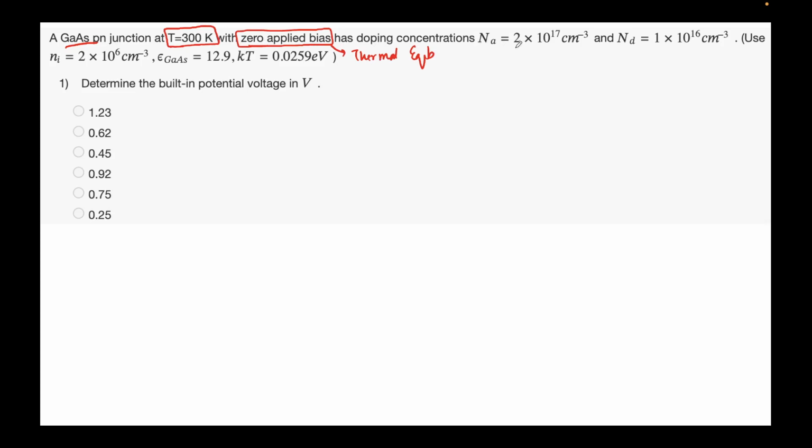On the P side it's 2 times 10 to the power 17. On the N side it's 1 times 10 to the power 16. Right, and what's the ni for silicon? ni is the intrinsic concentration, you know that. What is the ni for silicon? Okay, 1.5 times 10 to the power 10 per centimeter cube.